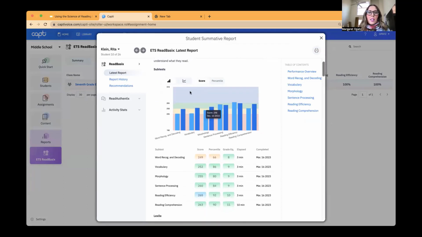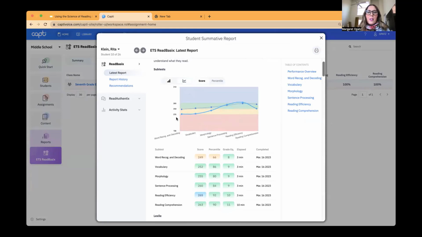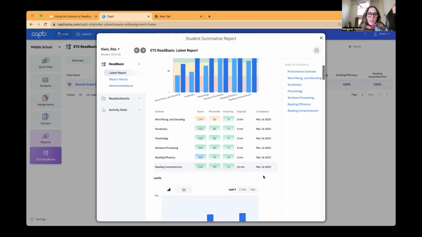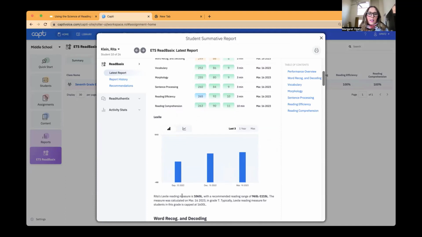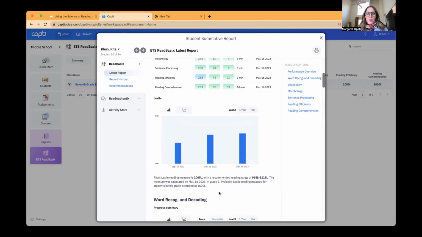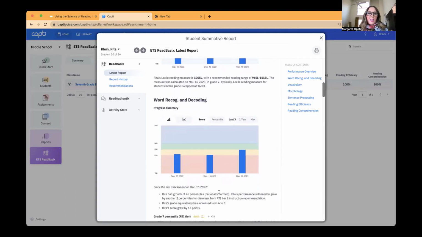Then you'll actually see her data. You can do it in a bar chart or a line chart. You can do score or percentile. And then you actually have the chart of all of her results from the most recent administration. So you have her scale score, percentiles, and grade equivalencies, and then the amount of time that it took her to complete each test, along with the date that she completed it. You also see the Lexile. So we have the last 3 Lexiles here. And you can see that she's at 1,065. It gives you a range and a little bit more information.